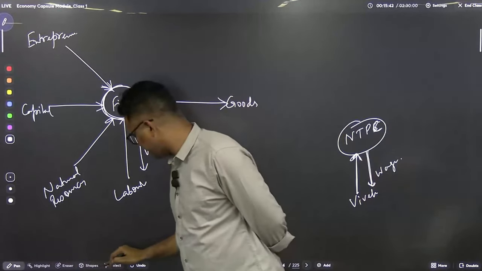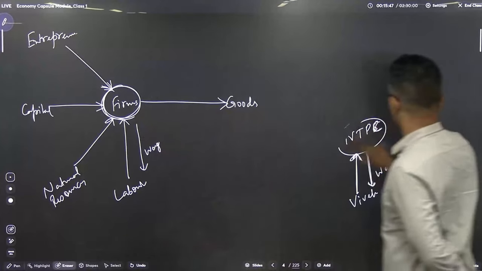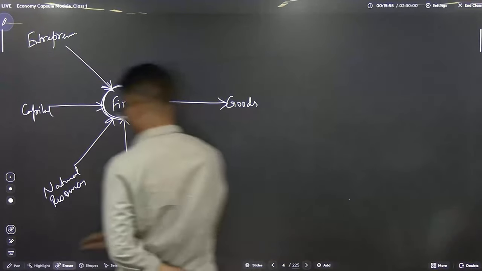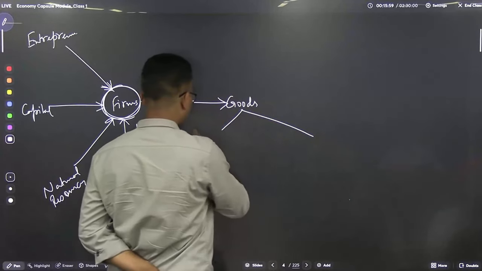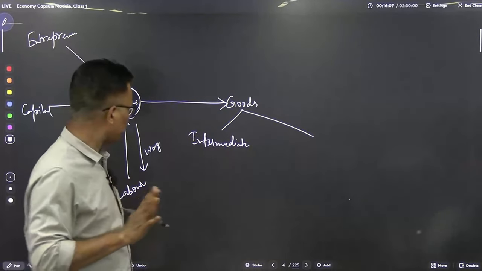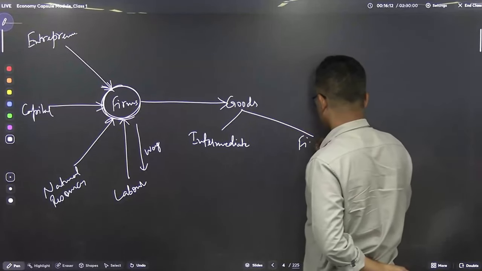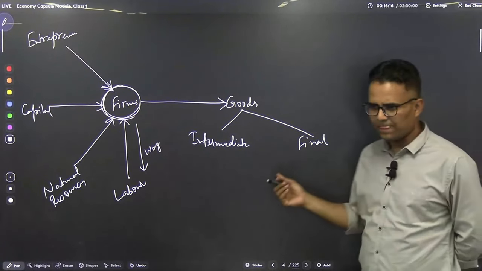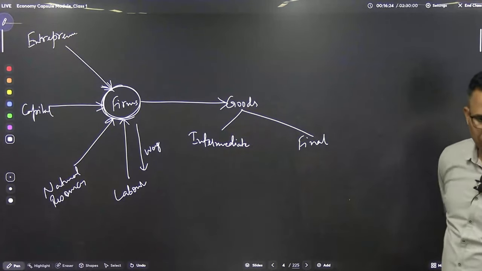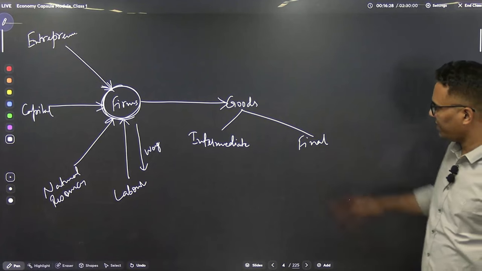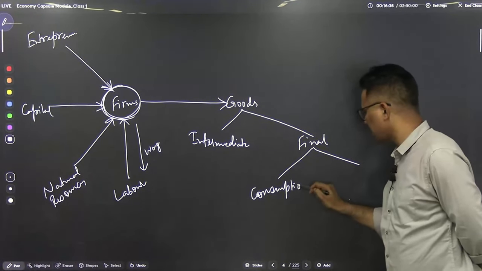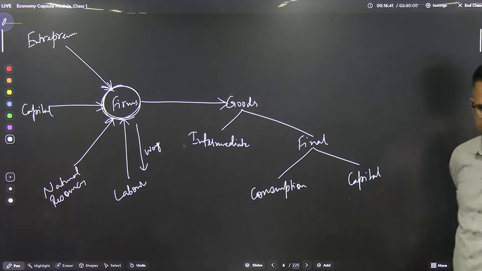Now suppose this firm is Unacademy. What is it producing? Goods are of two types, intermediate and final. Listen carefully to each thing, and have some patience; we are going to understand a lot. All intermediate goods are ultimately converted into final goods. Now, there are two types of final goods: consumption and capital.